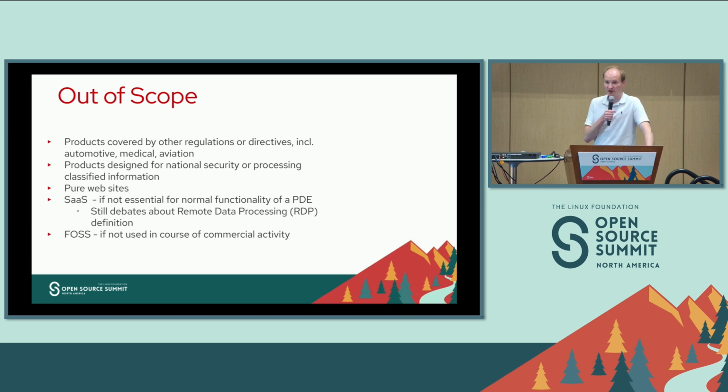What is out of scope? We still have something out of scope. Products that are covered by other regulations or directives, for example automotive, medical, aviation, are generally out of scope because they're covered under other European regulations. Products designed for national security or processing classified information, which kind of makes sense. Pure websites are also out of scope.